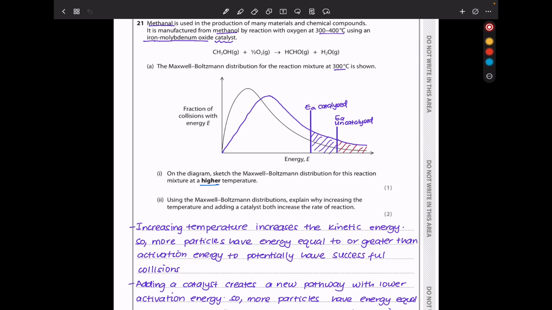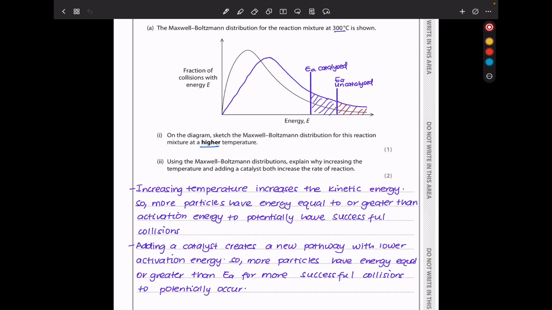The Maxwell-Boltzmann distribution for the reaction mixture at 300 degrees Celsius is shown. The first part says on the diagram sketch the Maxwell-Boltzmann distribution of this reaction mixture at a higher temperature. For the reaction mixture at a higher temperature, the peak is going to be lower than the one at a lower temperature. This is because the total area under the curve should be the same because they have the same number of particles overall.